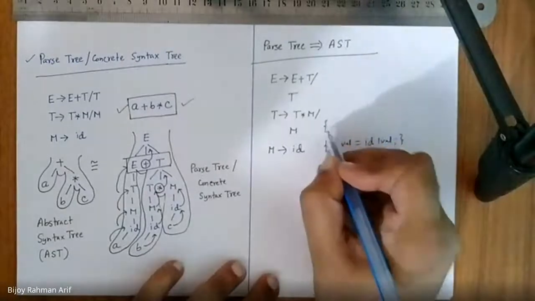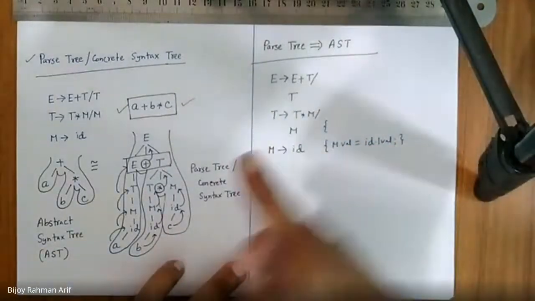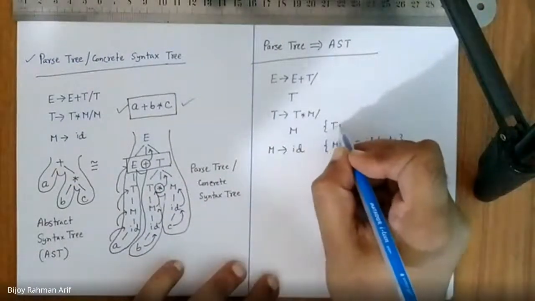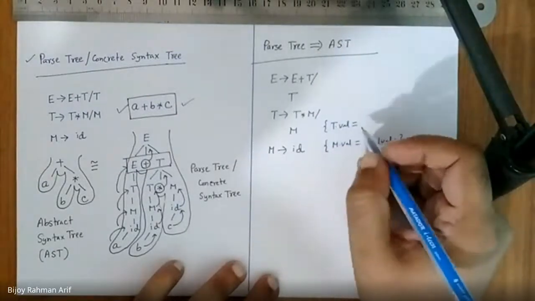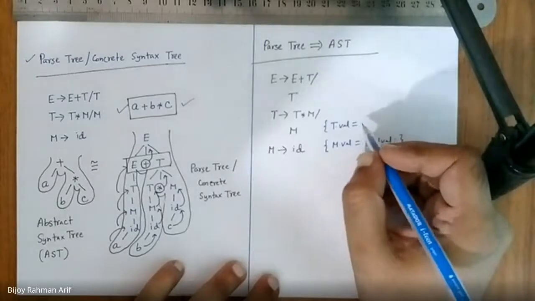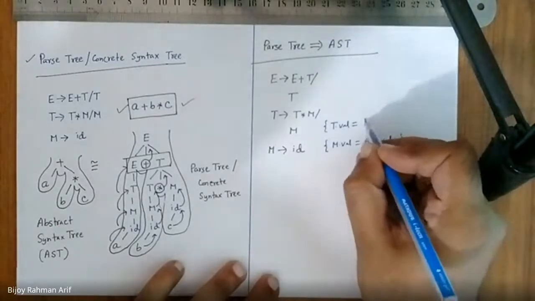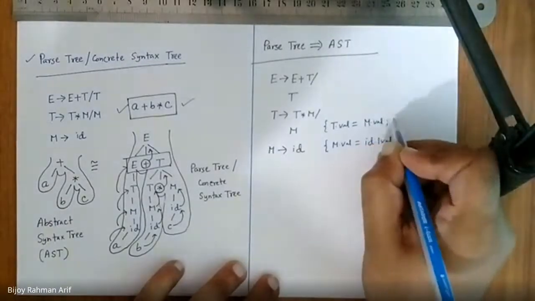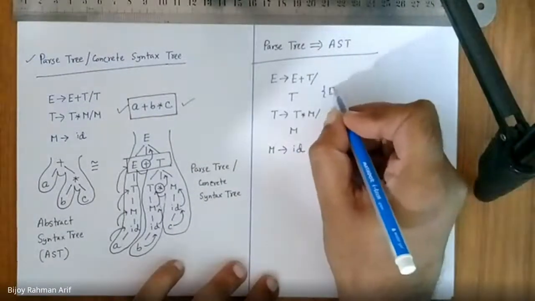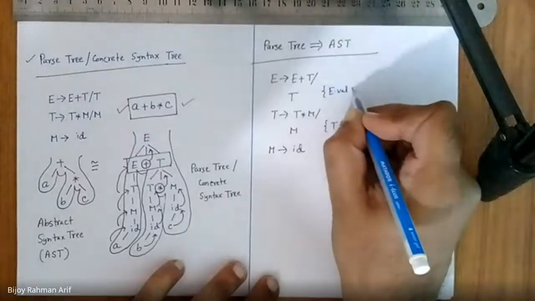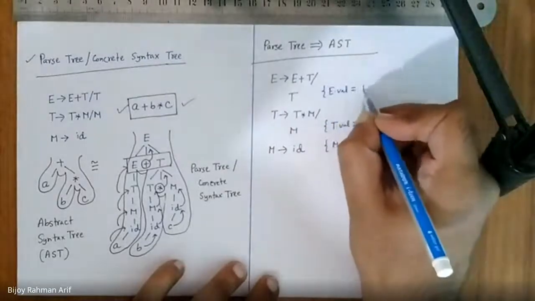This one. On the right hand side there is only one single variable or terminal. So t dot val is nothing but m dot val. And here also there is a single variable or terminal. So e dot val is nothing but t dot val.